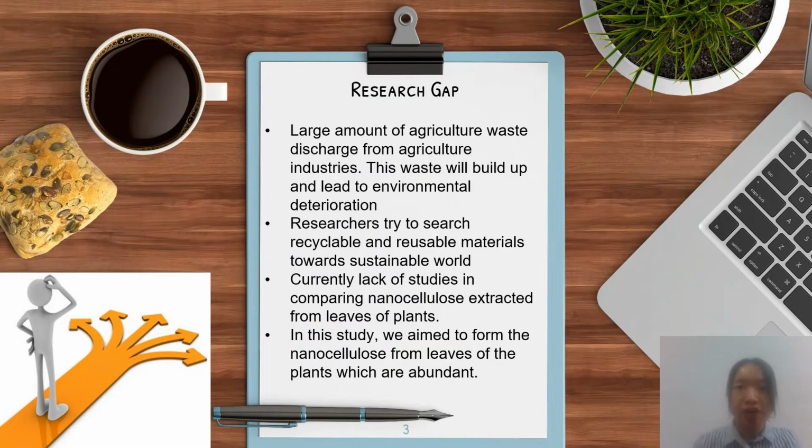A large amount of agriculture waste, such as fruit peel, crop stalk, and leaf, is discharged by the agriculture industry and has contributed much to environmental deterioration. Moving towards a sustainable world, researchers try to search for recyclable and reusable materials. In studies on cellulose, there seems to be a lack of study comparing nanocellulose extraction from leaves of plants. So in this study, we aim to form nanocellulose from the leaf of the plant, which is abundant or not useful compared to the stem, fruits, or other parts.